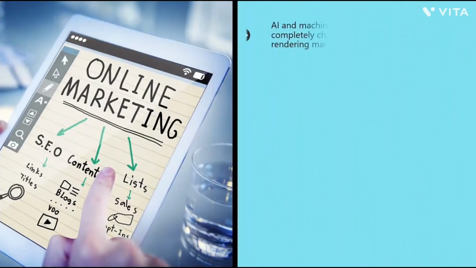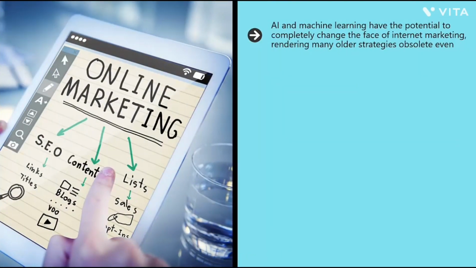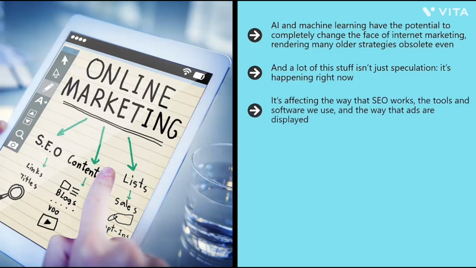Artificial intelligence. AI and machine learning have the potential to completely change the face of internet marketing, rendering many older strategies obsolete even. Only by preparing for those changes can you ensure that your websites manage to hold their position in the SERPs, that your advertising campaigns remain profitable, and that your services remain relevant. And a lot of this stuff isn't just speculation. It's happening right now. AI is already making huge waves even though you may not realize it yet. It's affecting the way that SEO works, the tools and software we use, and the way that ads are displayed.